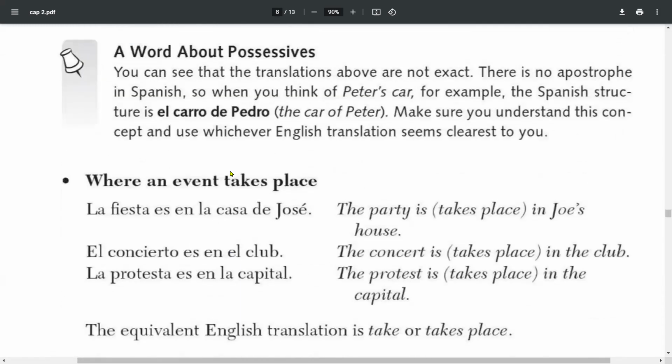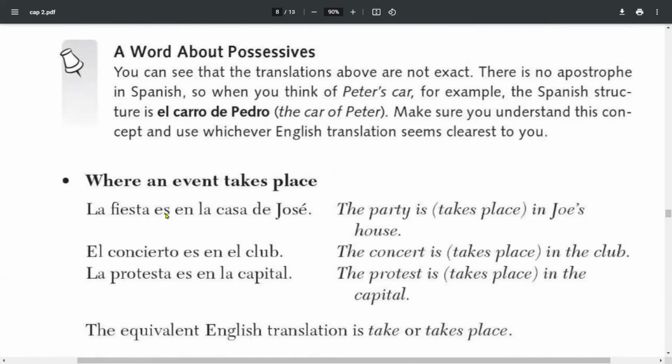Then events. This type of events, really, they are locations. It says where an event takes place. That sounds like location, and yes, that is location. But we're not talking about one person or something. We are talking about events like a party, a concert, a protest. Those are events, and so we will use the verb ser.